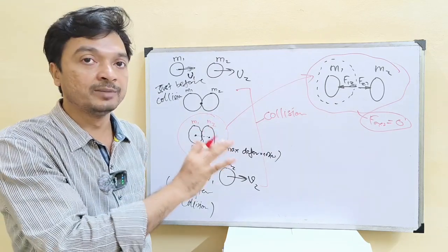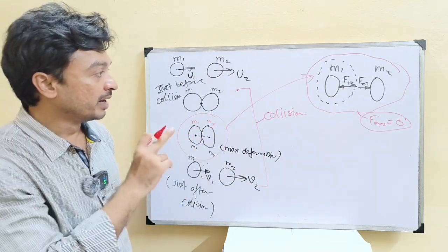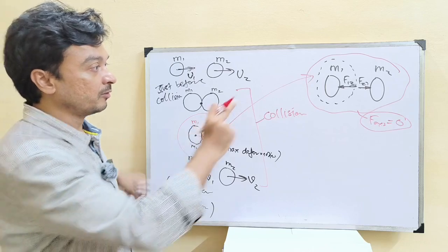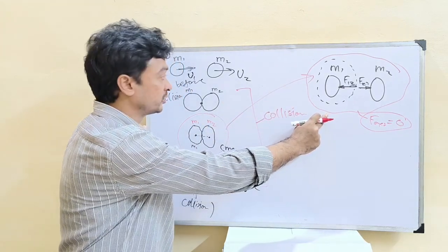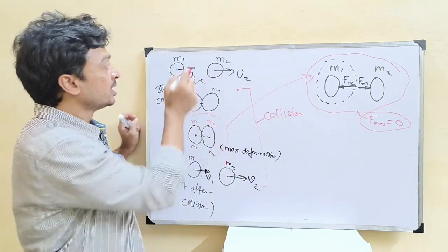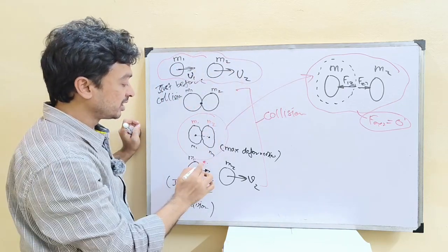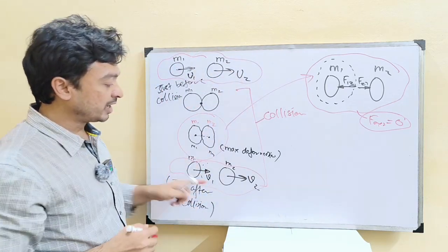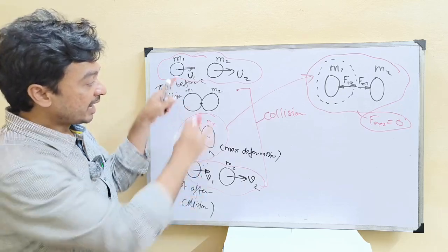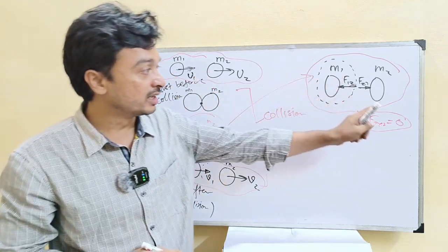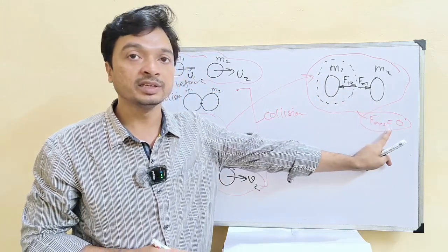Momentum of the system will be conserved, okay. Momentum of the system will be conserved when? At the time of collision also, okay. So what happens? Before collision, there is no force acting on the system. After collision of two particles, no force acting on the system. At the time of collision of two particles, no external force is acting on the system.